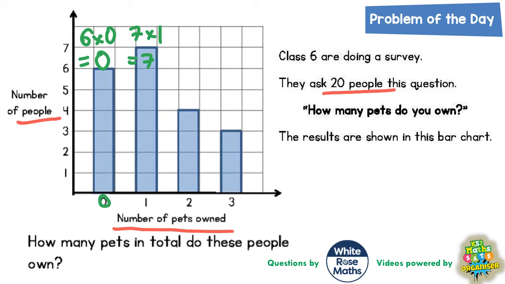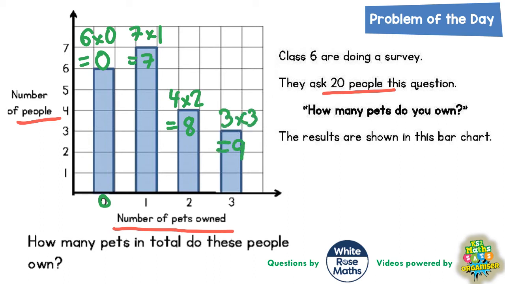The next bar, 4 people have 2 pets. So 4 people have 2 pets each. So that's 4 lots of 2 is 8 pets. And the smallest bar is 3 people have 3 pets. So 3 lots of 3 pets is 9 pets.